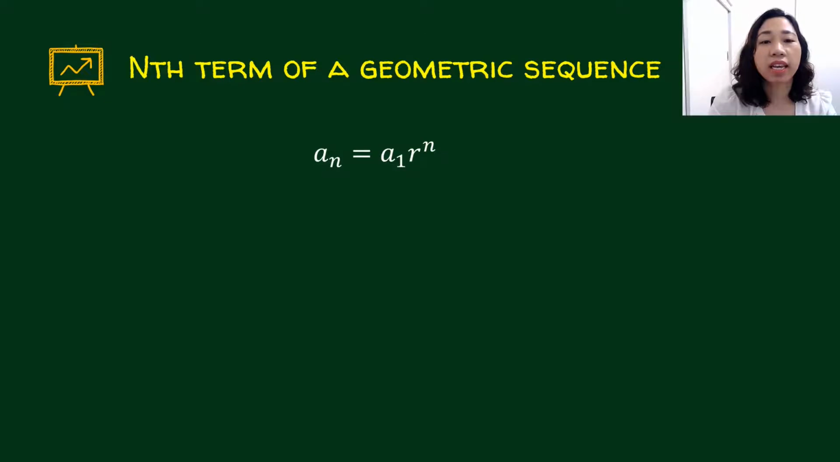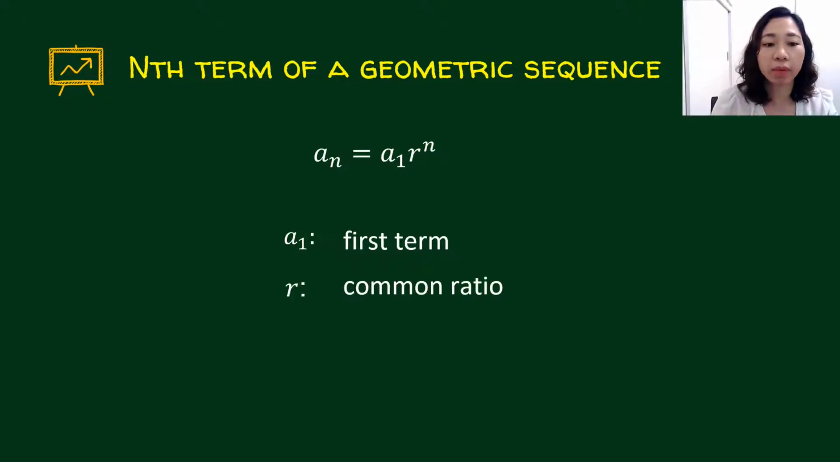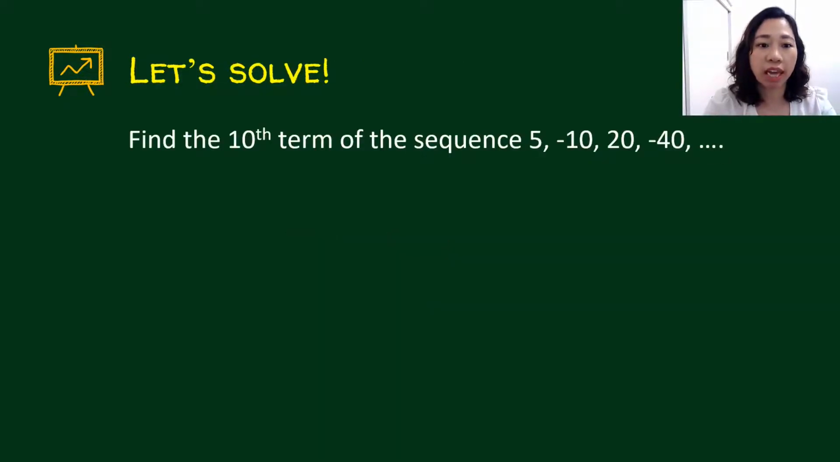Okay, so here is the formula for the nth term of a geometric sequence. a sub n here, again, refers to the nth term. It is equal to a1 times r raised to n, where a1 is just your first term, and your r, of course, is our common ratio. And a sub n, as I have mentioned earlier, is your nth term. So let's look at some examples.